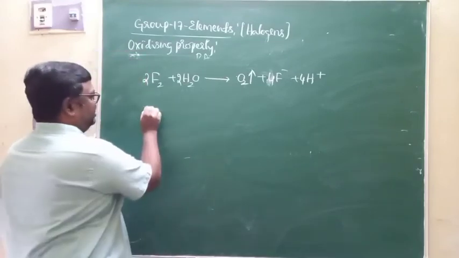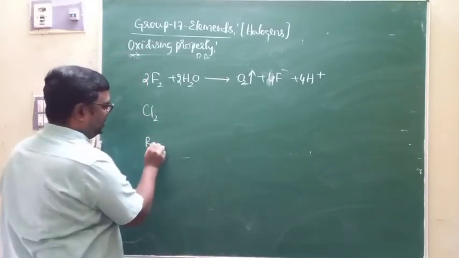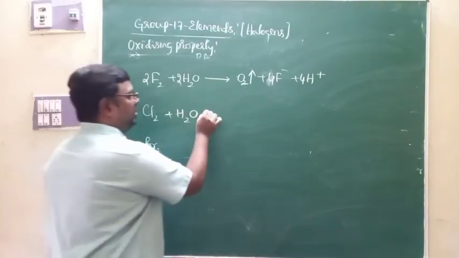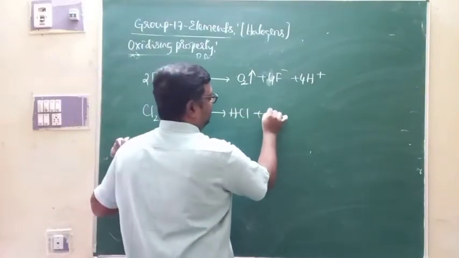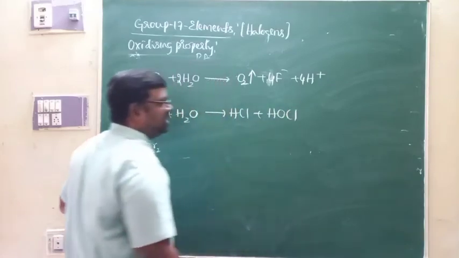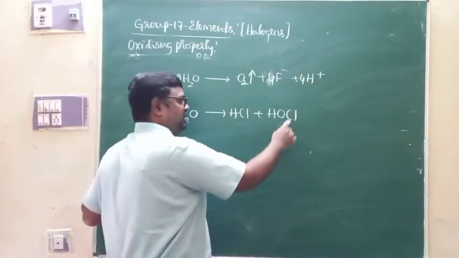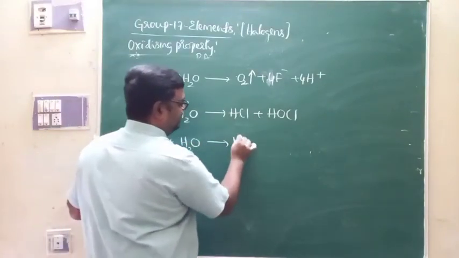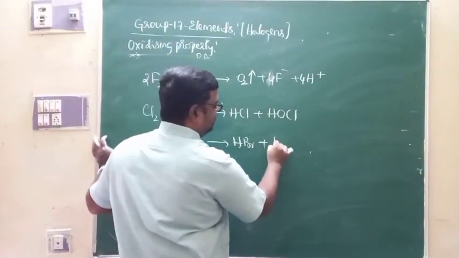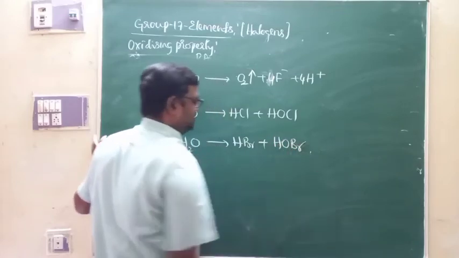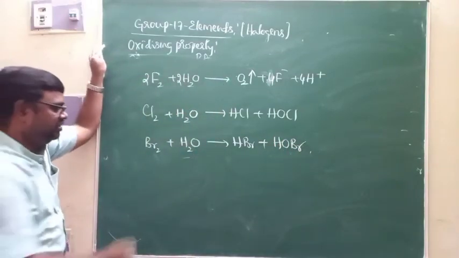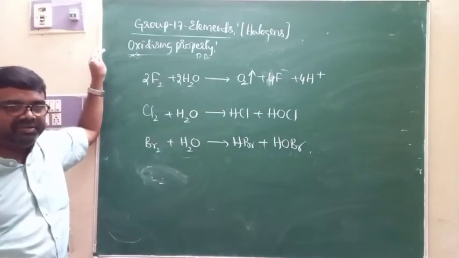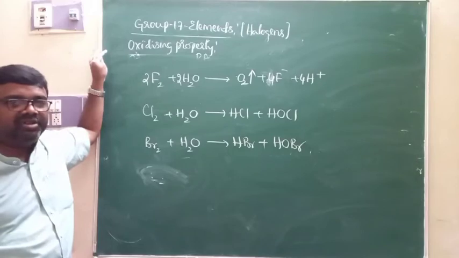And of course, chlorine and bromine react with water. Chlorine reacts with water to give hydrochloric acid and HOCl, which we call hypochlorous acid. Similarly, bromine reacts with water to give HBr and of course hypobromous acid. Iodine doesn't react with water; it is insoluble in water.